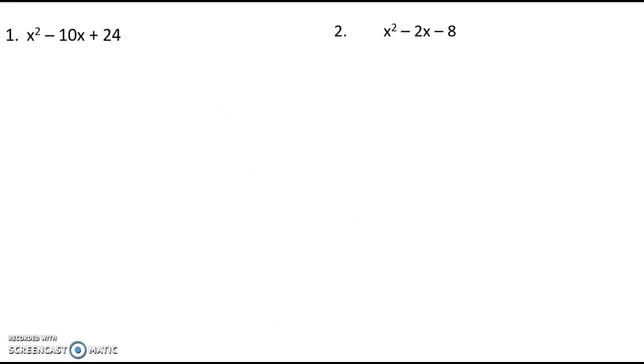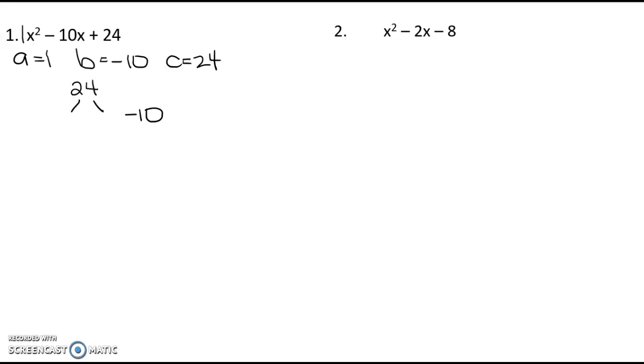So let's try that. Okay, in my first example, I'm going to find my values of a, b, and c. So a is the number in front of x squared, which is just 1. My b is -10, and my c is 24. Okay, there is no greatest common factor here, so I just move on. I'm going to take a times c, 1 times 24, which is 24. And I have to find the 2 numbers that add to -10.